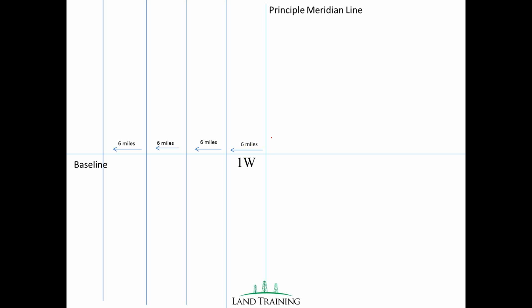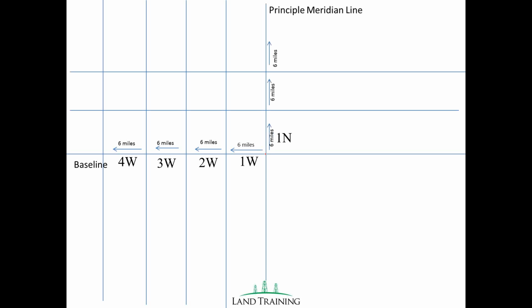And then they labeled this, if you think about this being north, south, west, and east, they're labeling this west. So this is going to be 1 west, this is going to be 2 west, 3 west, 4 west. So that's how those designations were created. Now what this surveyor has to do is he now has to go north. So he's now going to go north, and he's going to go 6 miles, starting again from this principal meridian and baseline, and then mark his spot. And then he's going to go another 6 miles, mark that spot, and another 6 miles and mark that spot. And then he's going to label these because they're north. This is going to be 1 north, 2 north, and 3 north.